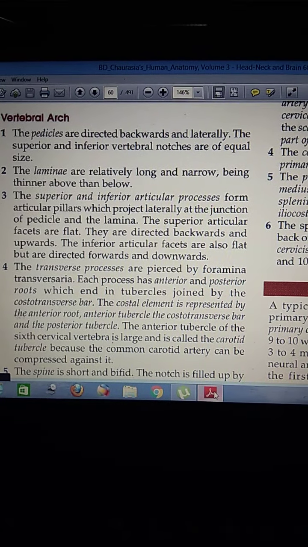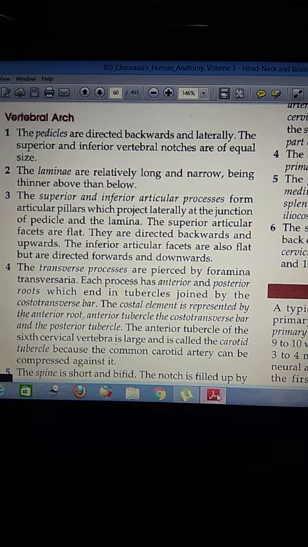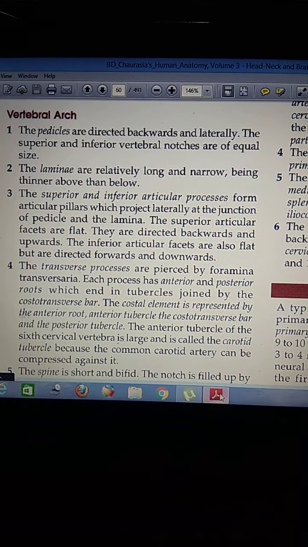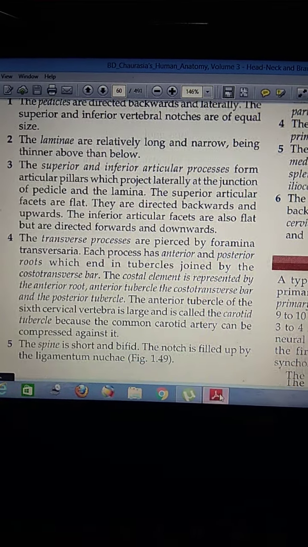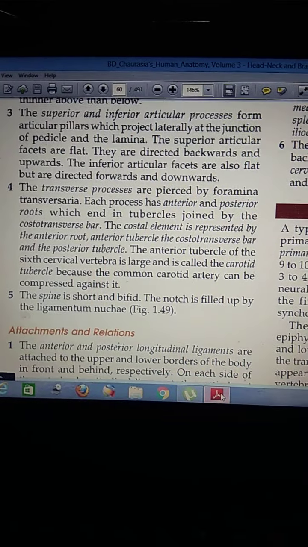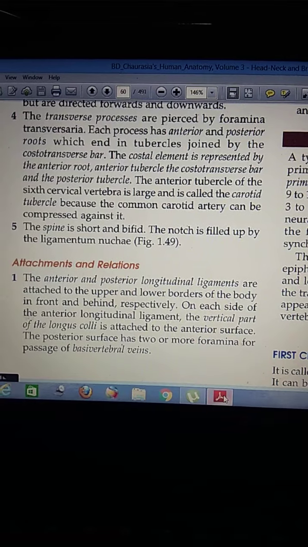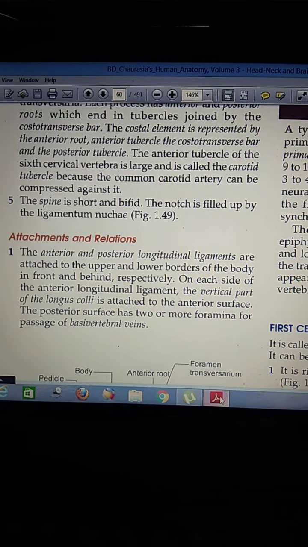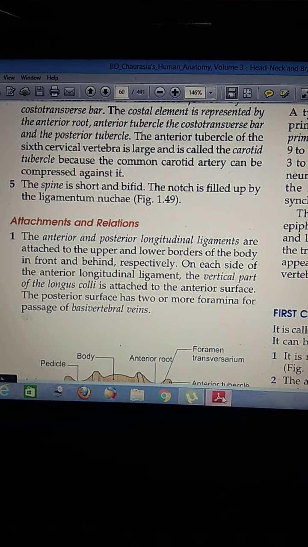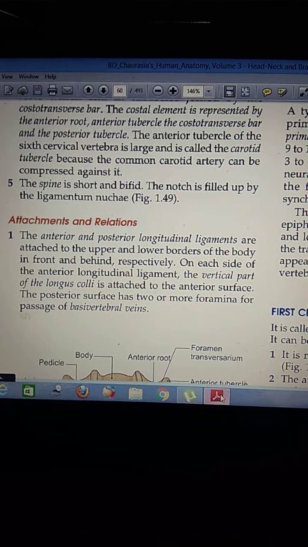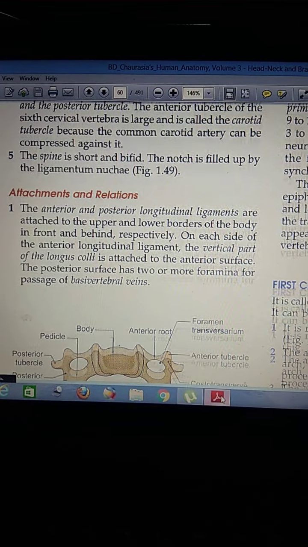The superior and inferior articular processes form the articular pillars, which project laterally at the junction. The transverse processes are pierced by the foramina transversalia. The spine is short and bifid. The notch is filled up by the ligamentum nuchae.